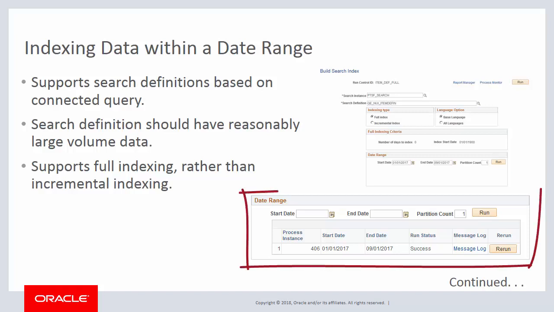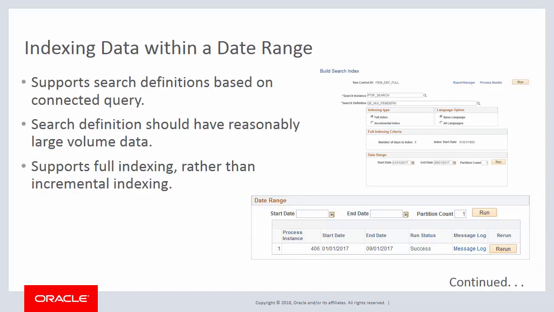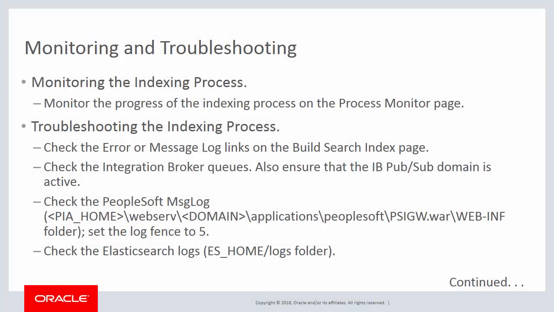After the date range and number of partitions are specified, the search index build process creates a PTSF_GENFEED application engine program to run the connected query. The search index build process also creates a run control ID. If the process index fails, you can use the rerun button to run the indexing process again for that run control ID.